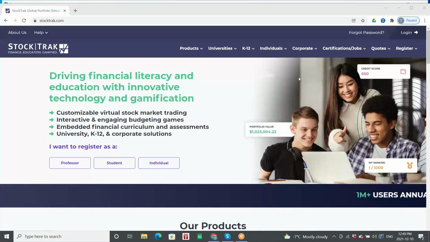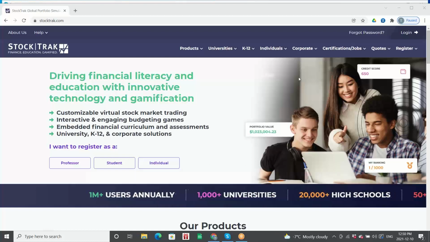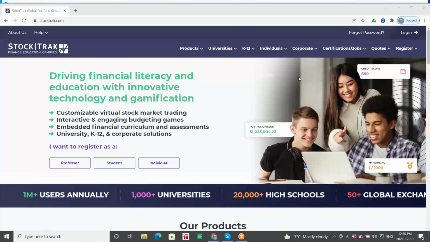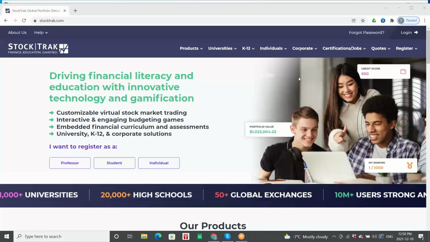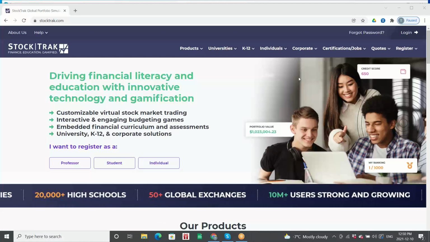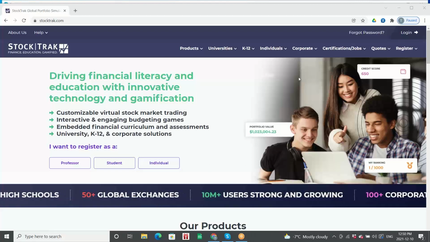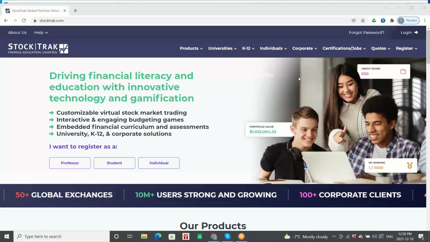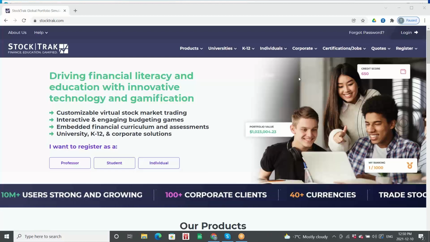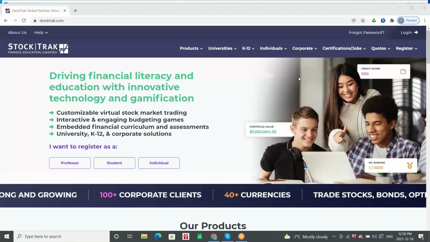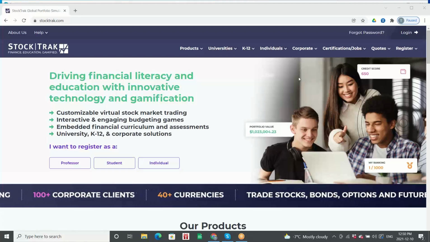We're also an interactive, engaging budgeting game. We've added an interactive budgeting game, which brings to life the real stresses and implementation of budgeting income and expenses. We have a great variety of embedded financial curriculum and assessments, including self-assessments, quizzes and videos. It's a great way for students to more fully understand their coursework as they go along in their class.